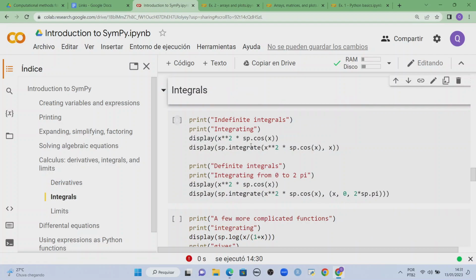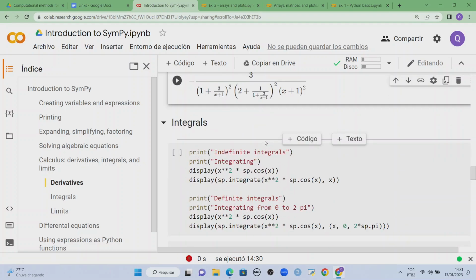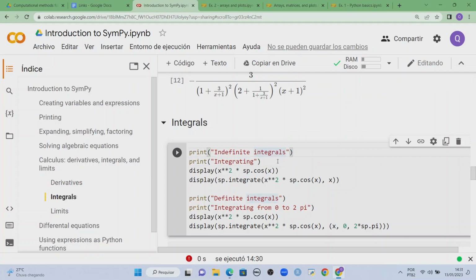Okay, so now let's go for integrals. Usually if you are going to do integrals, for instance, I have this function here, x squared plus cosine of x, and you use integrate, the expression you want to integrate, and the variable you want to integrate with respect to. So this is the integral of this function dx. This is an indefinite integral.